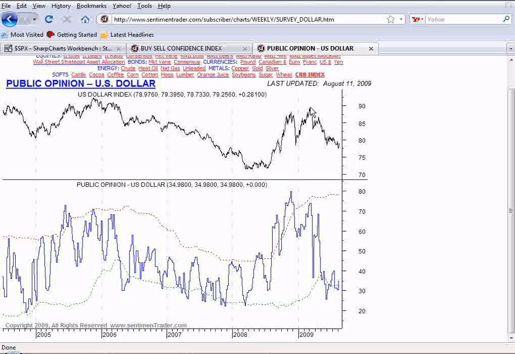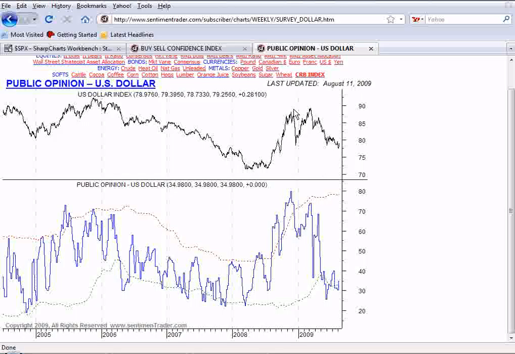This is a chart of the dollar, so we see it going down here. At this low in the dollar, the opinion on the dollar was very bearish. Now the dollar has made an even lower low as of this last week, but the opinion is less bearish, so there's a divergence in higher lows on the indicator and lower lows in the dollar. And that divergence is actually something that will show up at significant market turns.